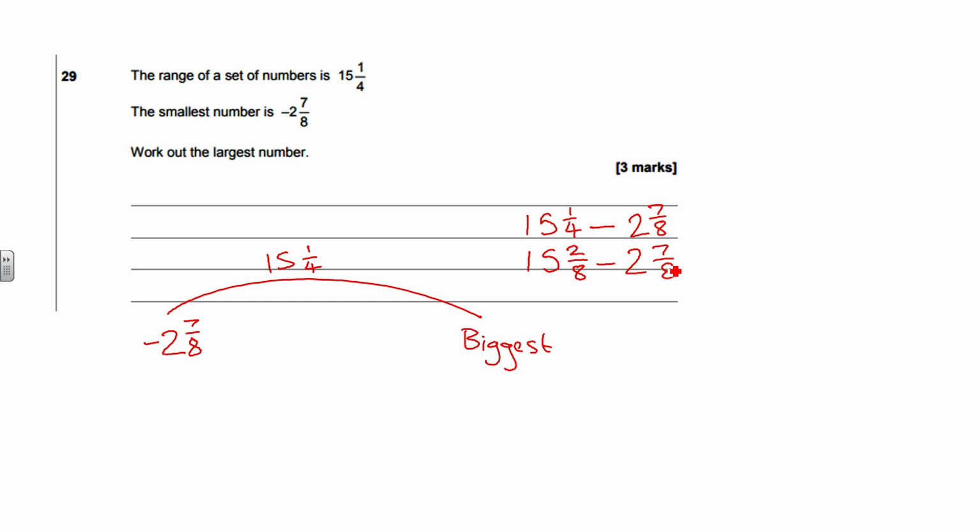So 15 take the 2 is 13, 2/8 take 7/8 is minus 5/8. Now the problem here is obviously that we're not allowed to have a negative. 13 and minus 5/8 doesn't make sense. So what I do is I take the 5/8 away from the 13. So I'm going to end up with 12 whole ones, and then because 1 whole one is worth 8/8, if I take 5 of them away, I'll have 3/8 left over. There we go. So 12 and 3/8, final answer.